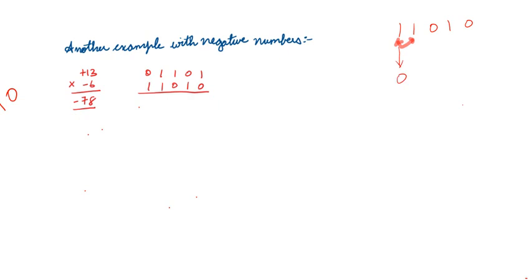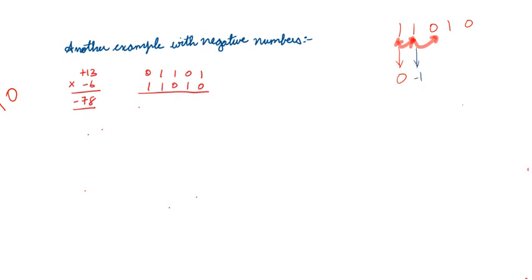Now you compare this 1 with 0. If it is 1 0, what does the table say? The Booth recoding table says if it is 1 0, it is recoded as -1. It is recoded as -1.